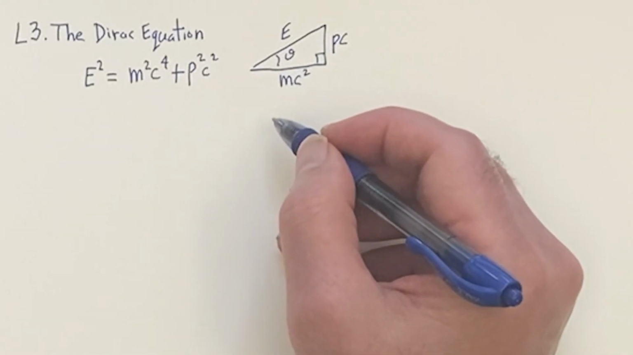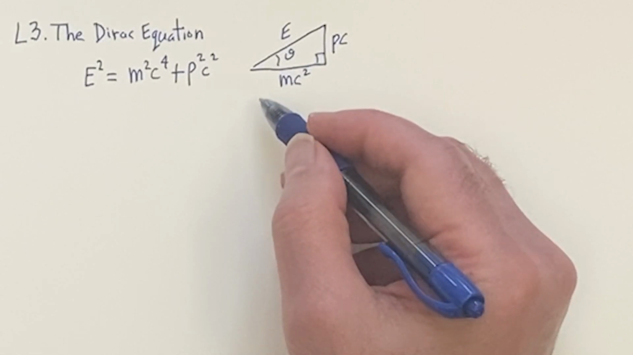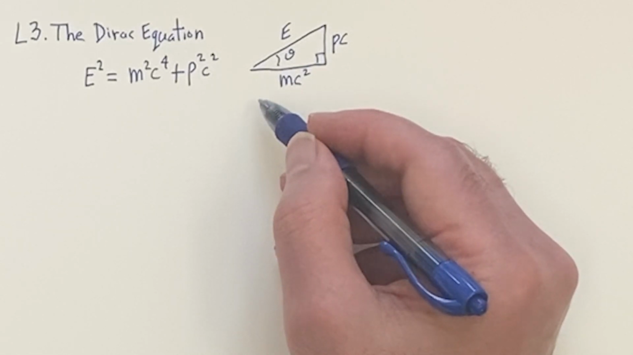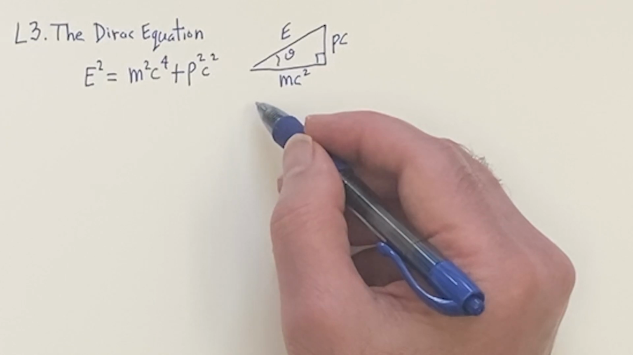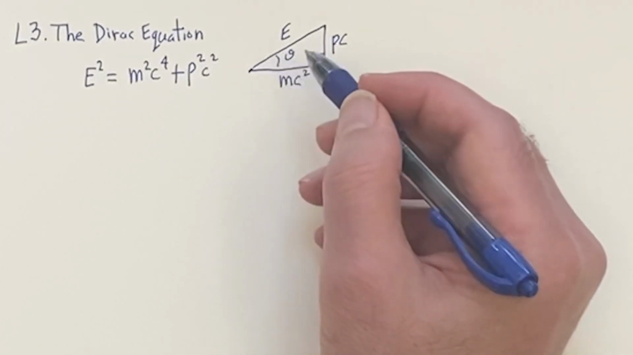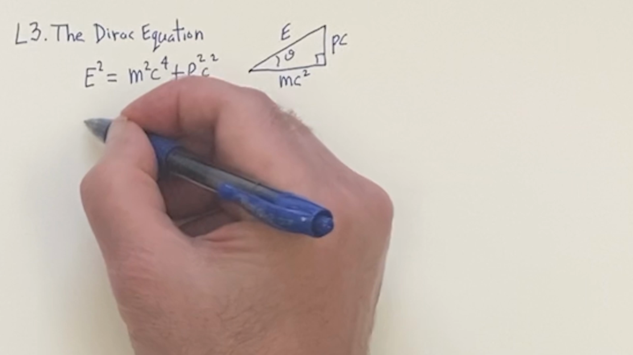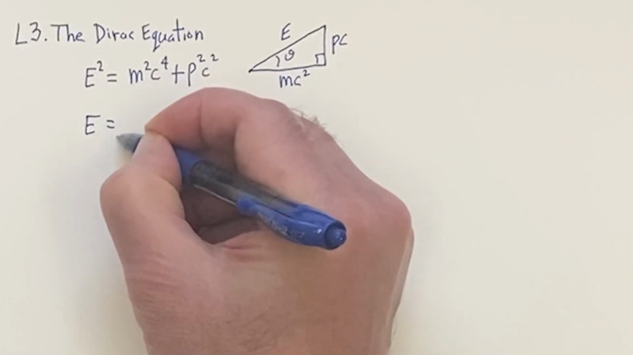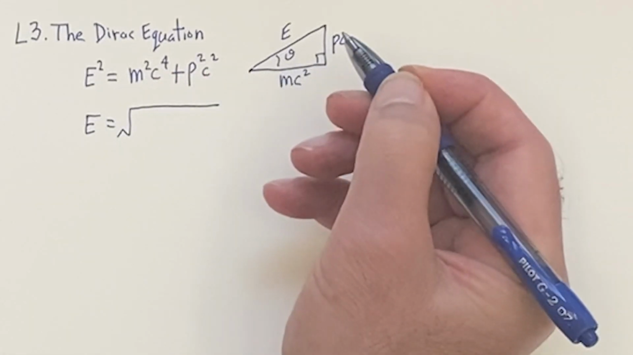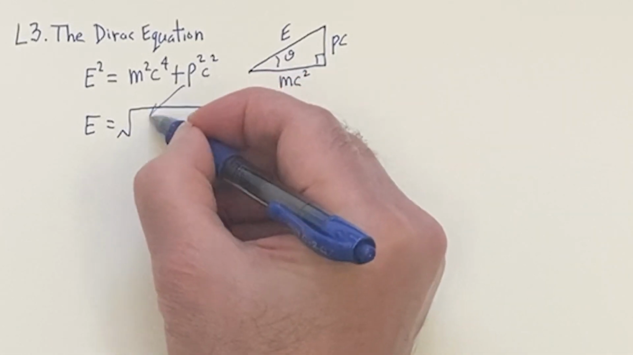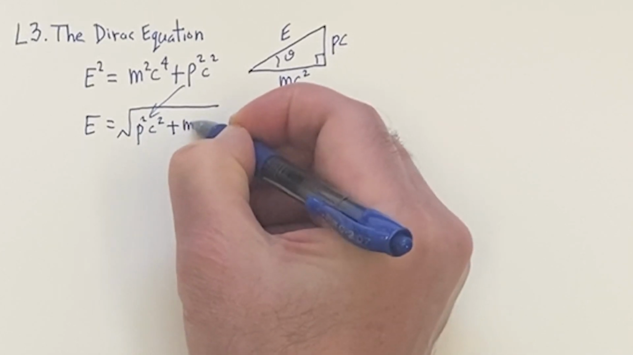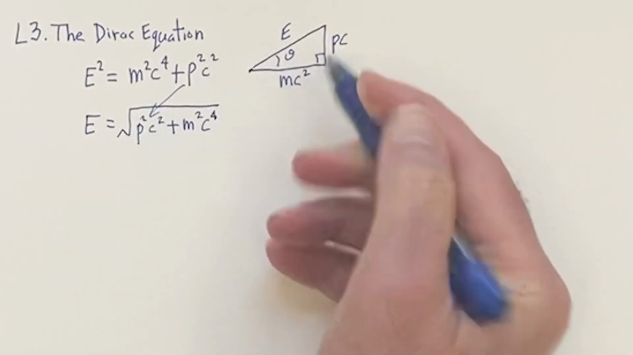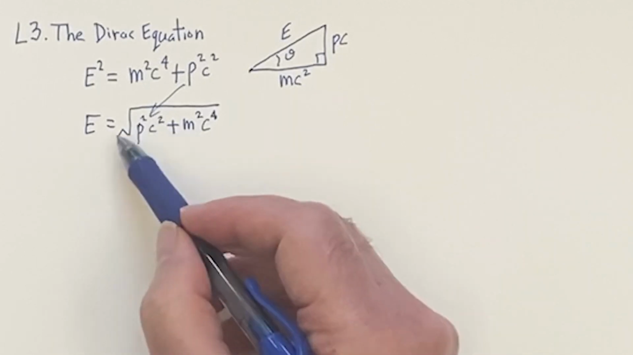Now, what Dirac is going to do is consider a derivative, a single derivative. He's going to consider a first-order differential equation. Now, this is a very strange idea, because then you're saying that the energy is the square root, and I'm going to put this one first, of p squared c squared plus m squared c to the fourth.